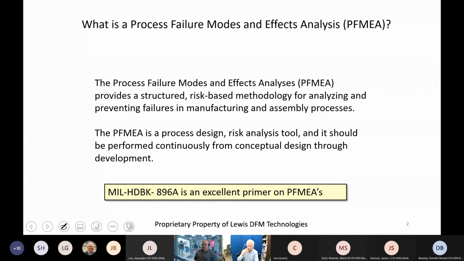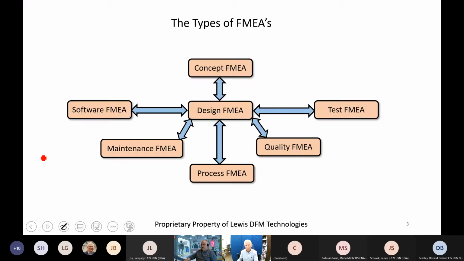But before I leave this page, I want to leave you with the takeaway at the bottom, and that is that the majority of the stuff that's in this PFMEA presentation is coming directly out of Mil Handbook 896A. It's an excellent source, an excellent primer on PFMEAs, and I want to steer you in that direction. There's lots of other commercial books out there and different people that perform PFMEAs. So there's lots of source material out there for you.